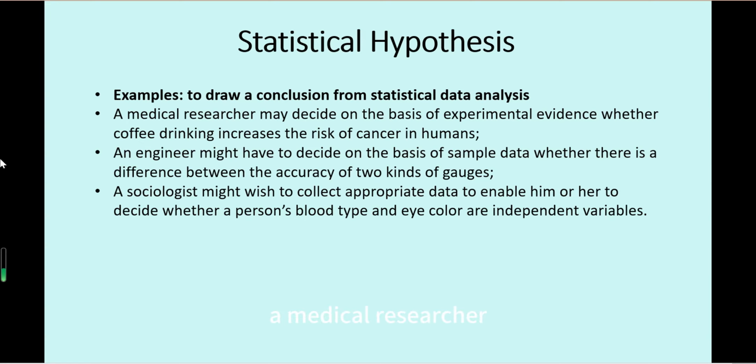For example, a medical researcher may decide on the basis of experimental evidence whether coffee drinking increased the risk of cancer in humans. And an engineer might have to decide on the basis of sample data whether there is a difference between the accuracy of two kinds of gauges. And also, a sociologist might wish to collect appropriate data to enable him or her to decide whether a person's blood type and eye color are independent variables.